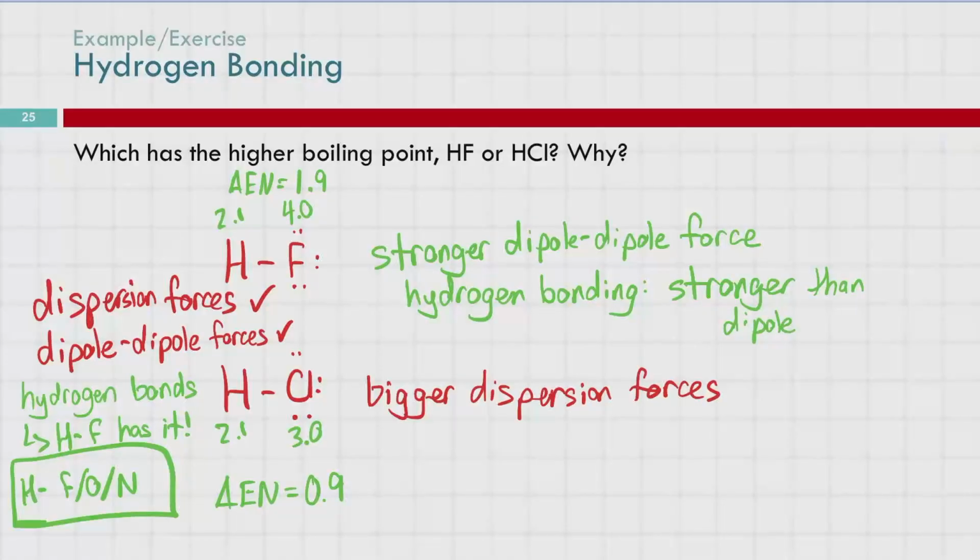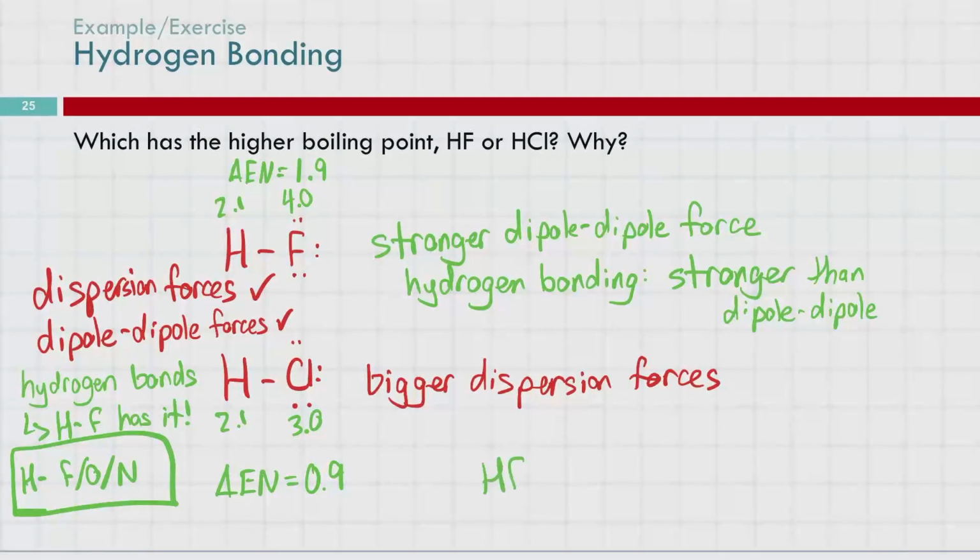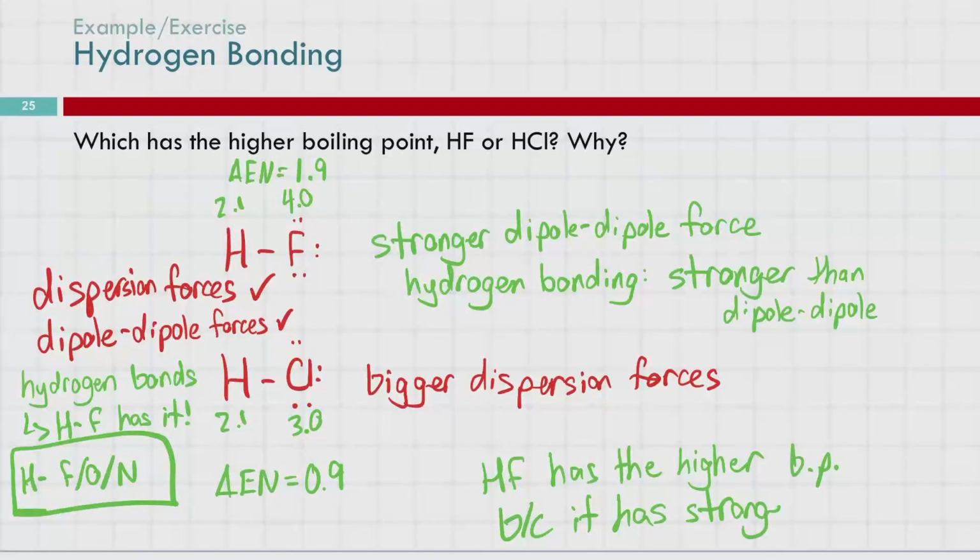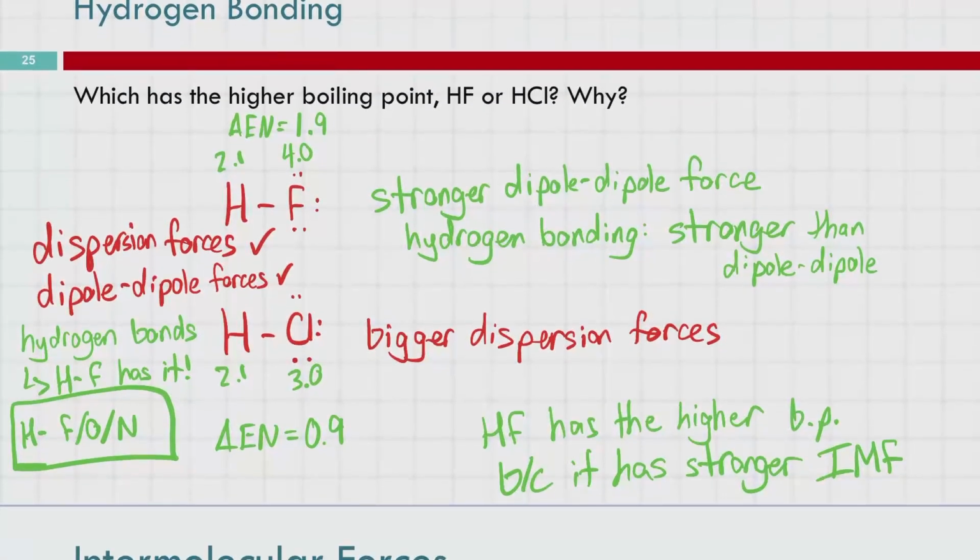So which of these is going to have the higher boiling point? HF. HF is definitely going to have the higher boiling point, because it has stronger intermolecular forces. So HF has a higher boiling point because it has stronger intermolecular forces, IMF. Questions so far?